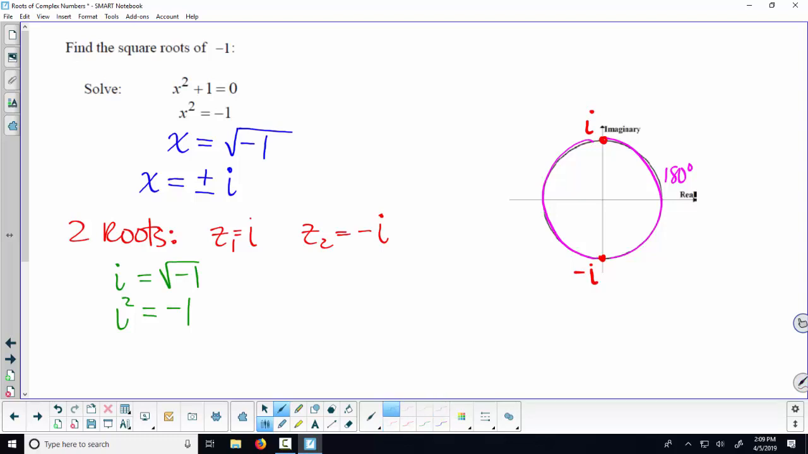Okay, so if we do a quick check, if I take i and I square it, I get i squared, which is negative 1. If I take negative i and square it, I get i squared again, which is negative 1. So both of those complex numbers, if I square them, I get negative 1.